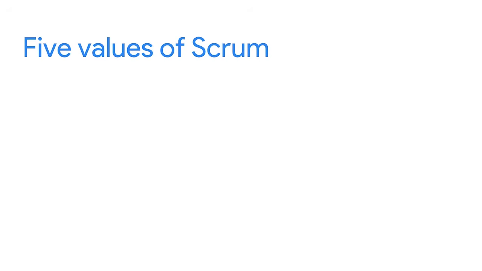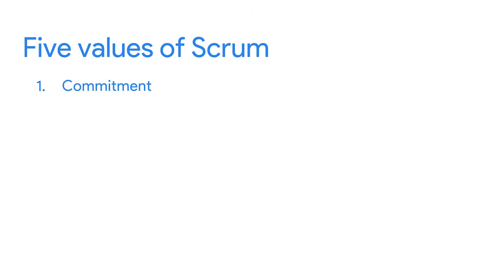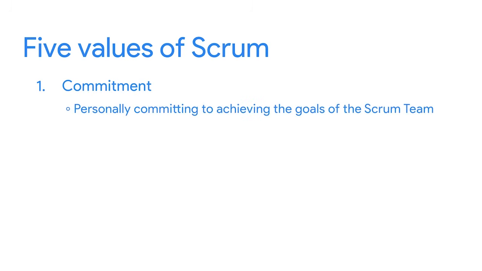Scrum teams work and behave according to 5 core values: commitment, courage, focus, openness, and respect. First, there's commitment. This means personally committing to achieving the goals of the Scrum team. For example, maybe a member of the team is struggling to overcome something that is blocking their work from getting done, like a new technology that is proving difficult to learn. In this case, another team member who is familiar with the technology can put their own work aside to step in and help their teammate learn the technology.